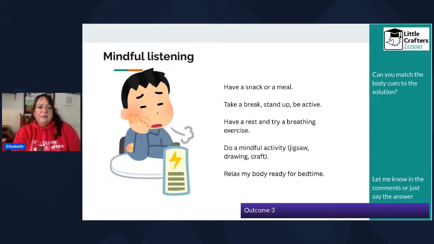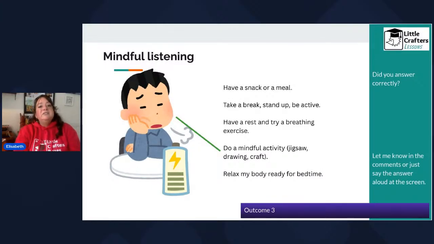When you're feeling a bit restless, you feel like you could do something, but you don't have huge amounts of energy, that would be a good time for a mindful activity. So if you're feeling restless, a bit agitated, and you feel like you could do something, but you're not sure what, try something that you can focus your mind on. Putting together a jigsaw, doing a drawing, putting together an LCB craft, something like that.